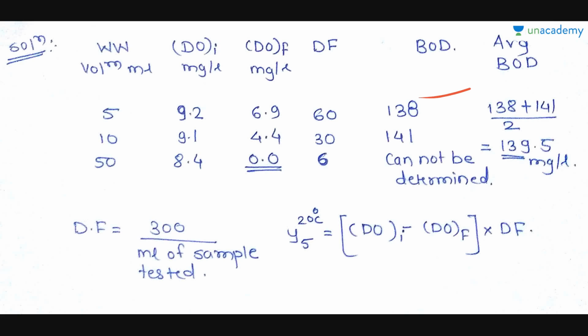And for the next, 300 by 5 will give us 300 by 10, right? That will give us dilution factor as 30, and DO initial is 9.1, DO final is 4.4, therefore 9.1 minus 4.4 into dilution factor 30 will give us 144, and the last one cannot be determined, so the average values between this and this. So 138 plus 141 divided by 2 will give us 139.5 mg per liter.